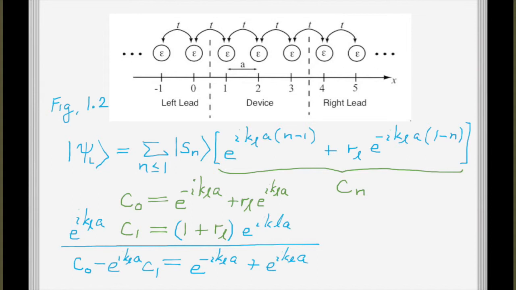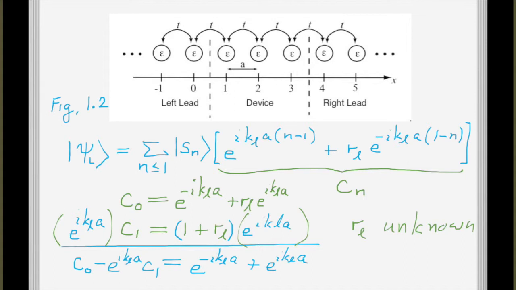And we use this form to solve for C1 in terms of C0. We write what C is at site 0. That's the first green equation. We write what C1 is at site 1. That's the second equation in green. Then we multiply through this whole equation on the left and the right by e to the i k_L a, and then we subtract the second equation from the first equation, because R_L is unknown. So we're getting rid of that by subtracting. We're getting rid of one of our unknowns, and we're able to write C0 in terms of C1. And that's what we need to do to truncate this infinite set of equations.